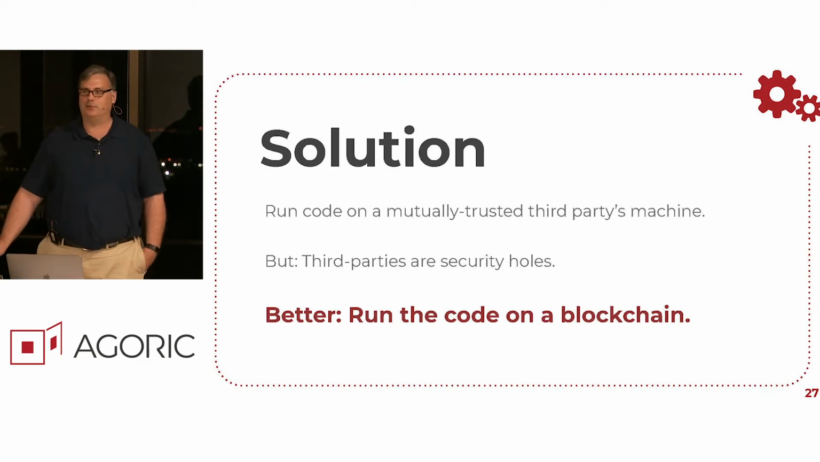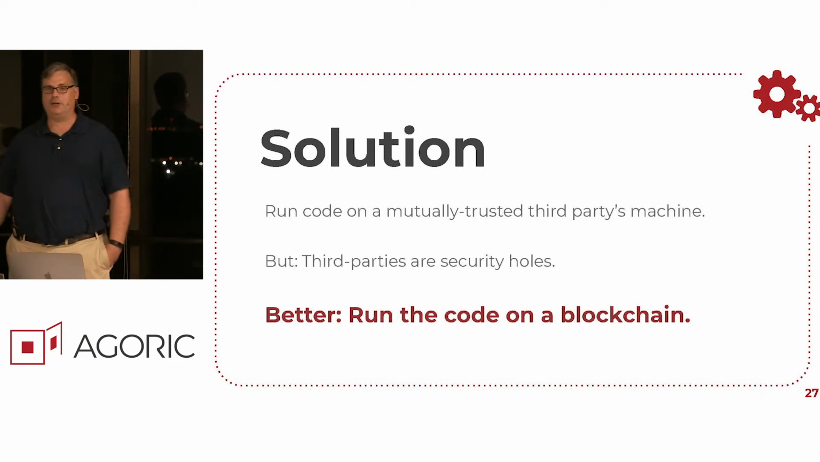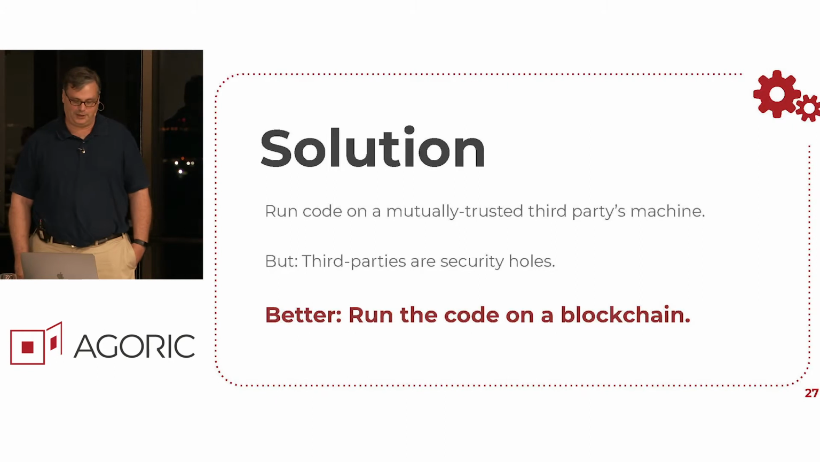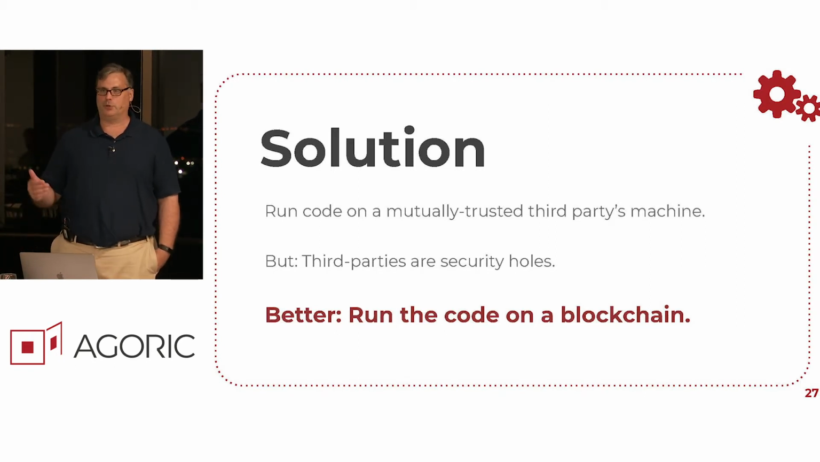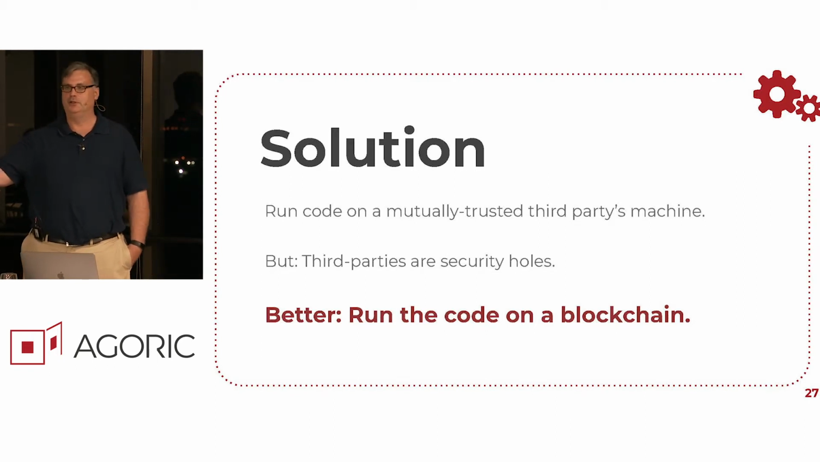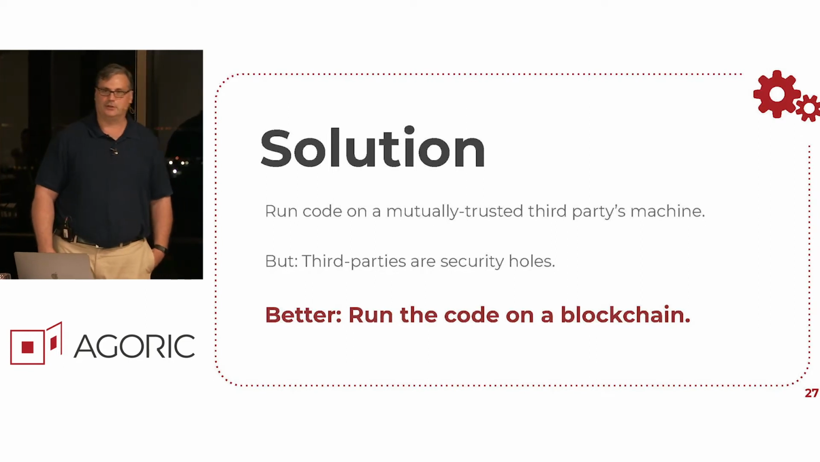But as Nick Szabo pointed out, third parties can be security holes. So there's a better solution, and this is what really brings us to today: you can run the code on the blockchain. A big part of what the blockchain revolution is, from the perspective of the early smart contract work, is that it gives you a much more credible computer. Instead of running your code on somebody else's computer or on a third party, you run it across many computers, and if they all agree, then we have confidence that it is a correct result from that computation.